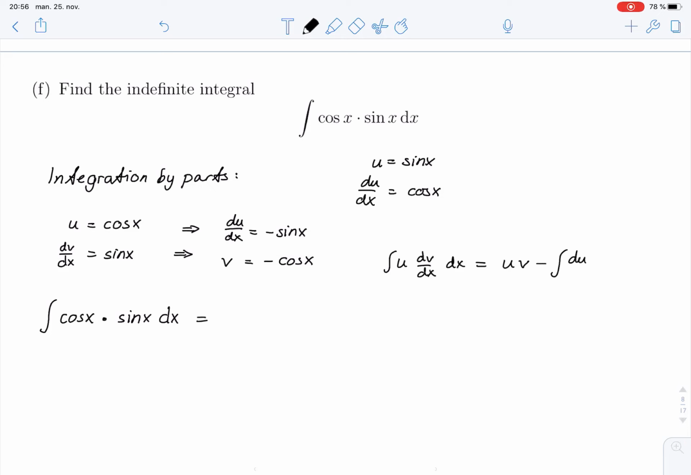So this is the rule. I notice that if you write the v dx or the v with this apostrophe thing, that simply depends on the notation you use. It's the same meaning. Okay, so now we have u here, which is our cosine, and our derivative of v, which is our sine. So it is all lined up correctly.